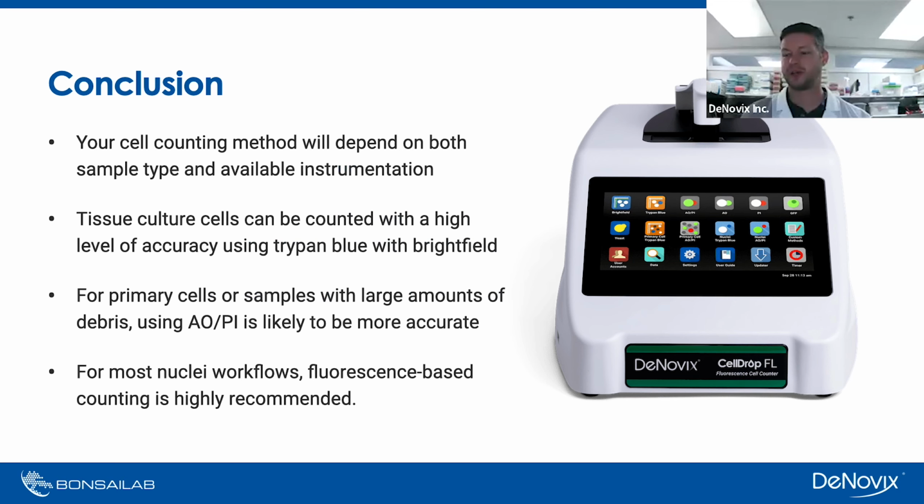So just to finish up, in conclusion, the cell counting method you choose will depend both on the sample type and the instrumentation that you have available, of course. If you're working with mainly tissue culture cells, these can be counted with a high degree of accuracy just using Trypan Blue and a brightfield cell counter. But if you're working with some more complicated samples, such as primary cells, or samples that might have a large amount of debris in them, such as nuclei extractions, AOPI is very likely to give you a more accurate answer.